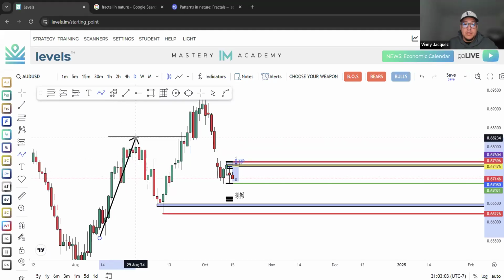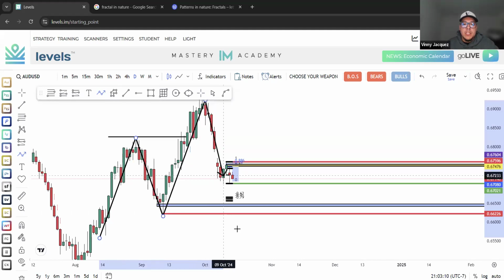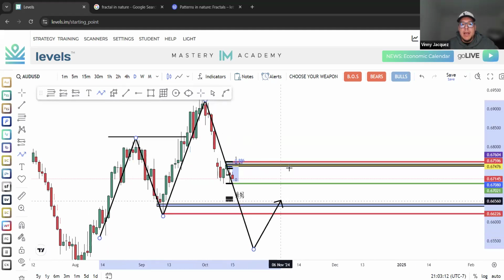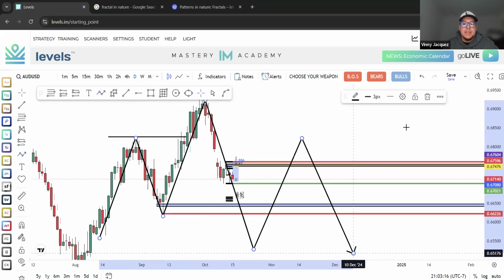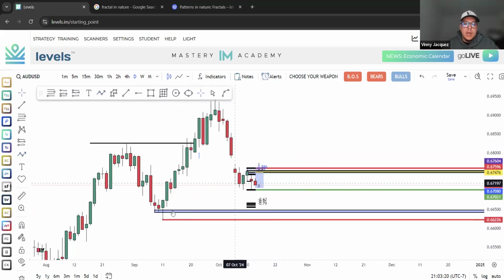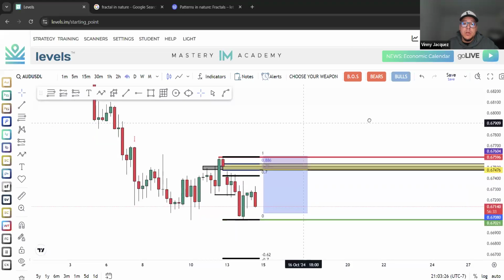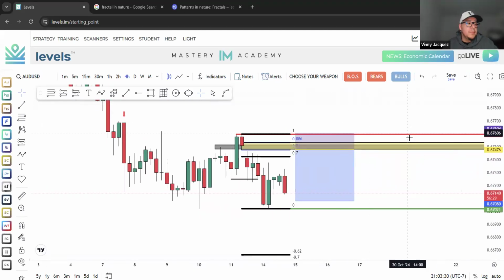So if it does, this would be my left shoulder, neckline, my head, change of character. Now we'll have a massive swing on our hands and we can send things back down. But as of right now, I'm continuing with the trend. And right now, this is the next closest buy. So that's why I'm still bullish. We just have to wait.